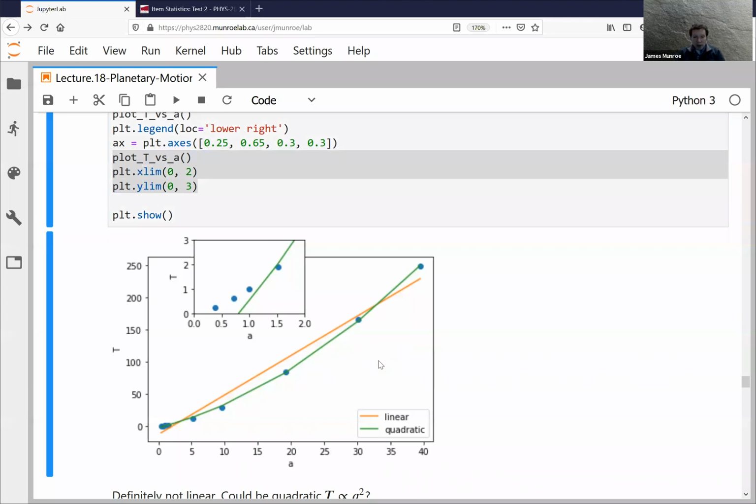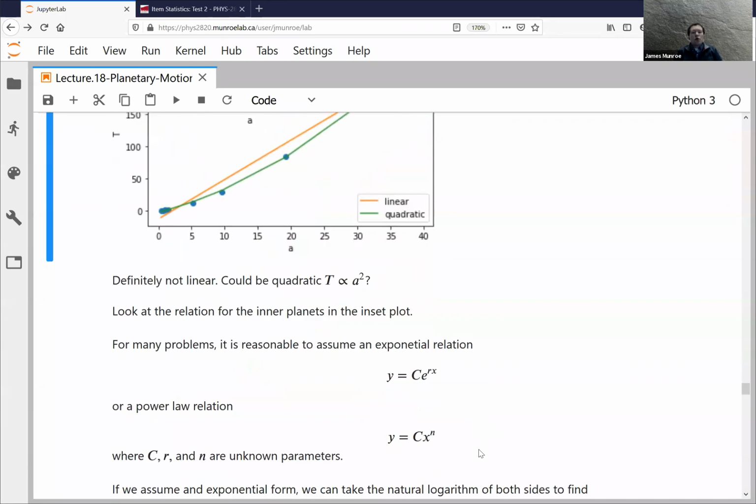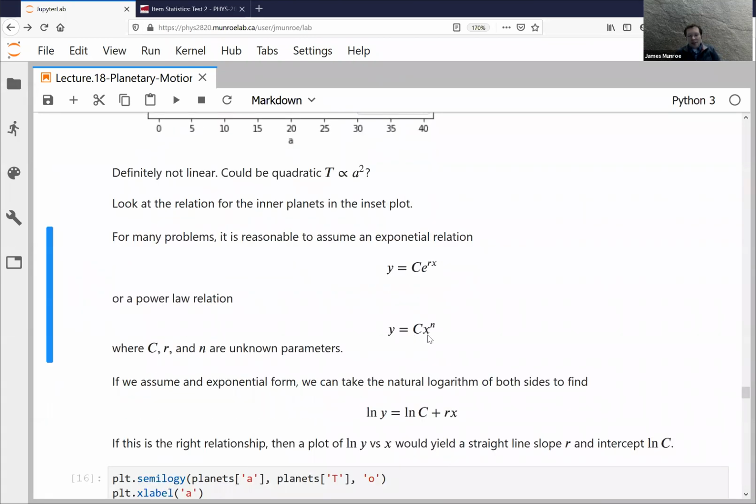What this plot is showing is the data is definitely not linear. It's not quadratic. And you could do this for cubics and quartics and quintics, and you'd find out that it's none of them. Often, data is not a polynomial relationship, but it's some sort of either exponential or power law relationship. So for many problems, the data is either something of this shape, y is a constant times e to the r times x, or it's a power law relation: y is equal to a constant times x to the power n. So the difference between these two notations is the x is in the exponent here, and here the x is in the power. One of these two things.